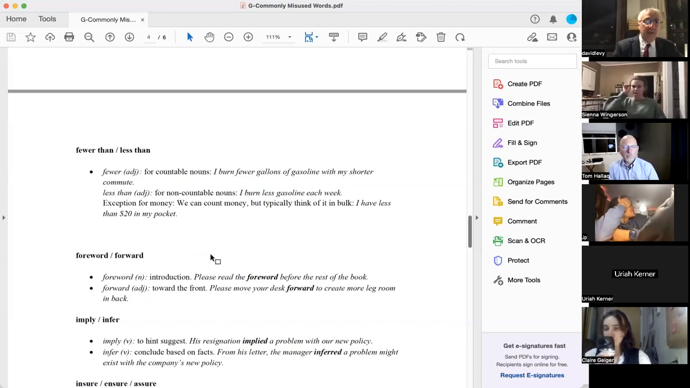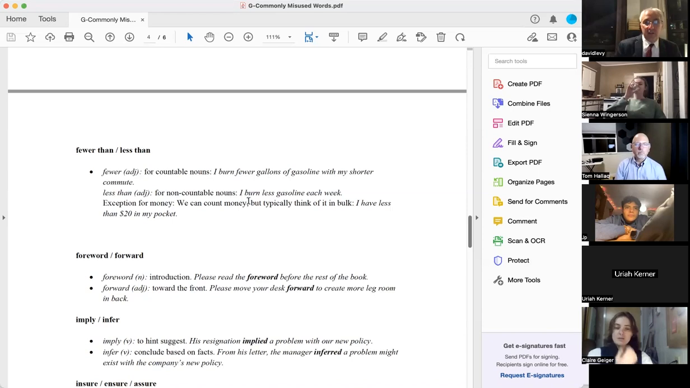There is one exception, though, and that has to do with money. We typically will write, I have less than $20 in my pocket. We can count money as that's tangible. But most of the time when we think about money, we're thinking about money in terms of, we hope, a bulk sum. So that really is the main exception, but that is the difference between fewer and less than. Fewer when you are pointing to a countable noun, and less than when it's a non-countable noun.